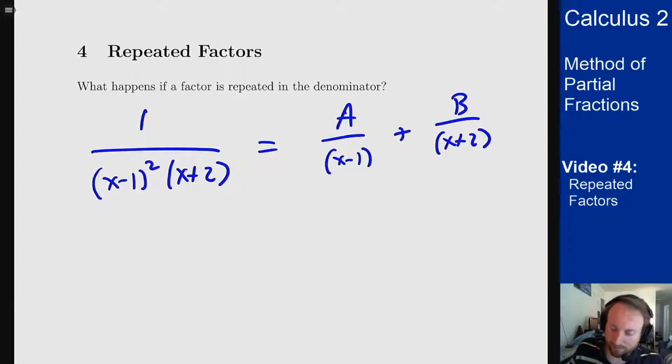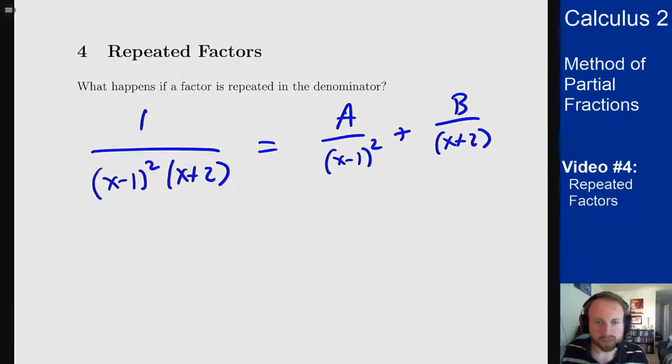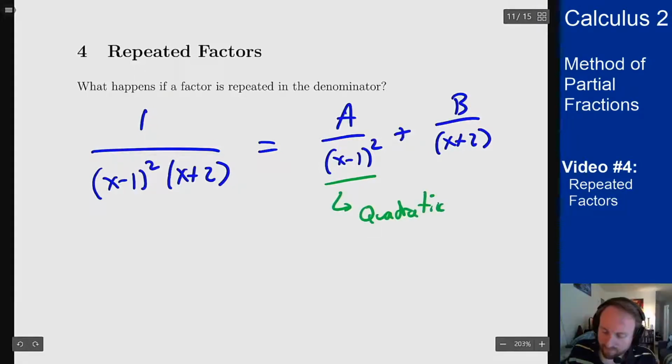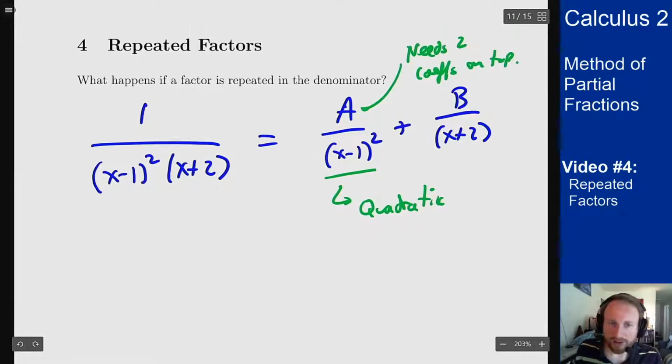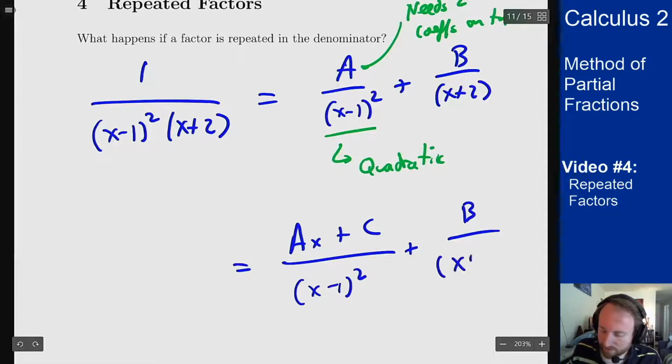Your second thought might be, well, let's just do this. That has the right denominator when you do common denominators. But now what's the issue? Now, this term is a quadratic. So to set this up properly, we need to think back to our quadratics from the last video and realize that's going to need two coefficients on top, an x term and a constant term. So one way you could set this up is the following: Ax plus C over x minus 1 squared plus B over x plus 2. That would work and that would be just fine.